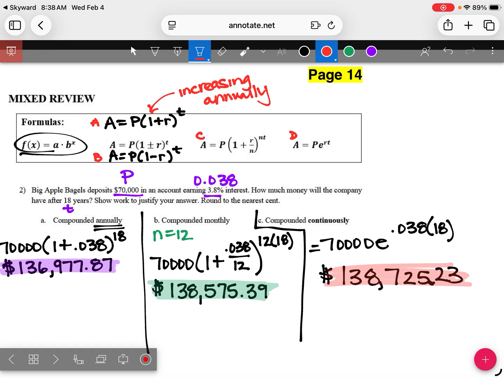All right, and that was my answer for part C. $138,725.23. All right, any questions about our formulas? All right, the last one we're going to do is number 3.